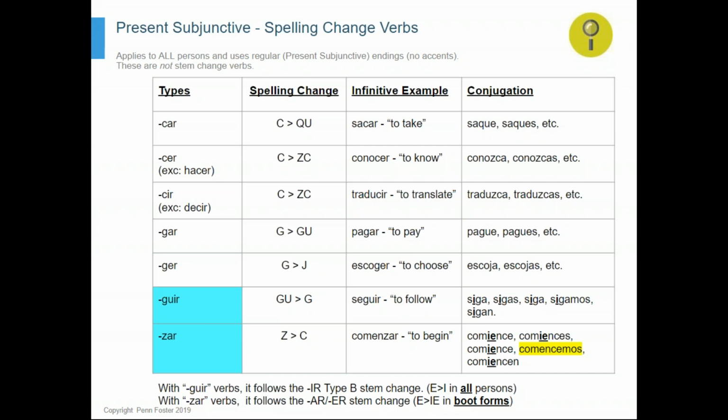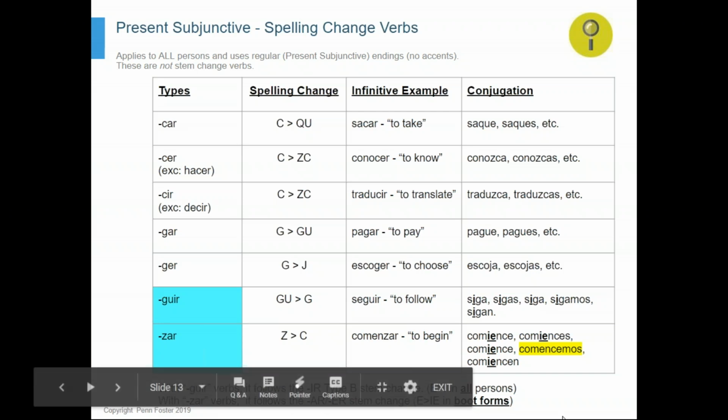Since comenzar is an AR verb, it also stem changes, but within the boot. So that yellow, first plural, is not stem changed. It would be outside of the boot if you were to put a conjugation chart together for it.